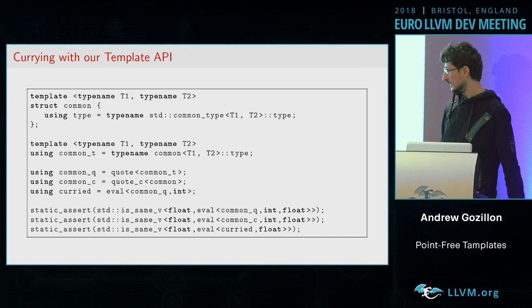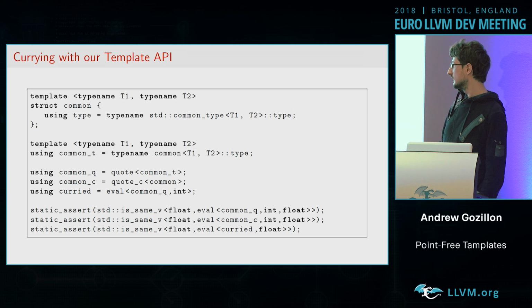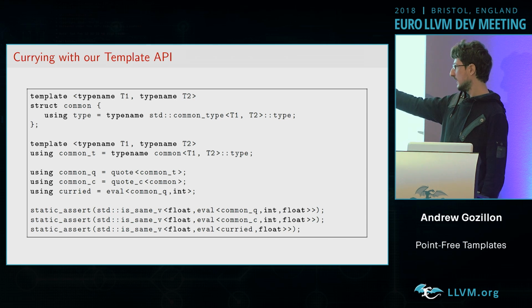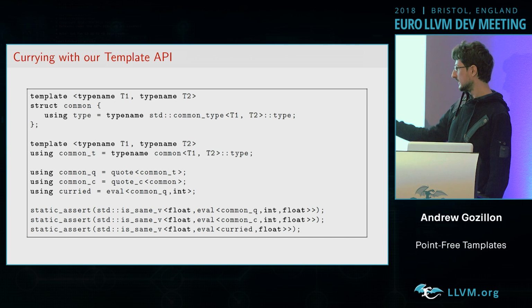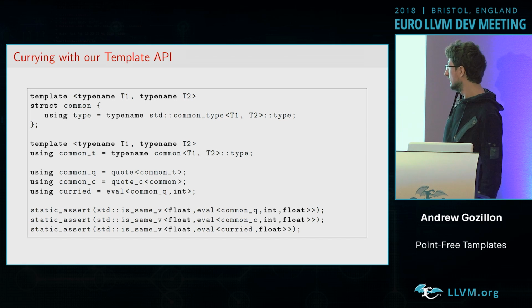So here's an example in C++. The top level is basically common. It's just the standard common type function wrapped up to showcase this example. And common T here is the type alias that we're using as an intermediate when we're using it with quote. So using common T basically just accesses the type member of common, and then you can see later on that in common Q we just pass common T to quote and get the quote back. And then below that we have another version which is using quote C, which directly accesses the type variable.